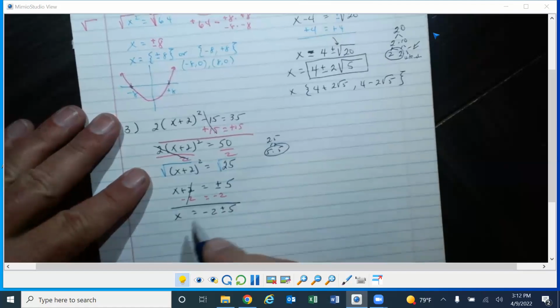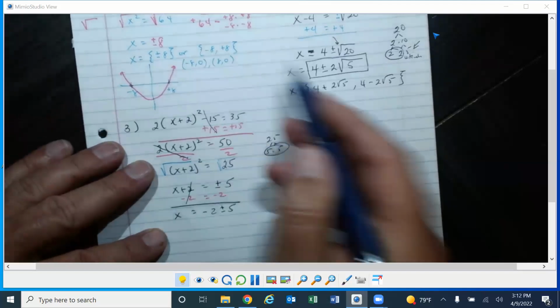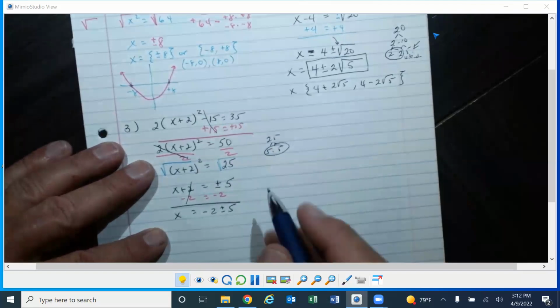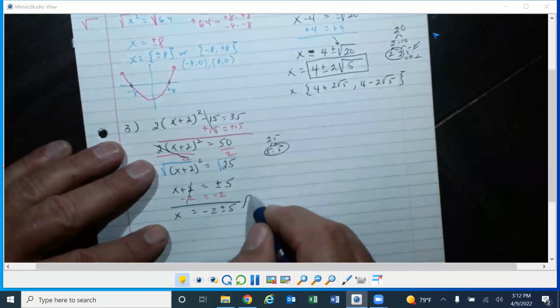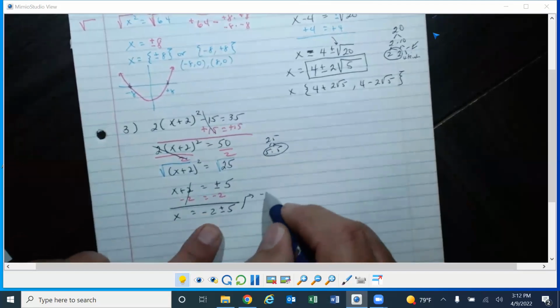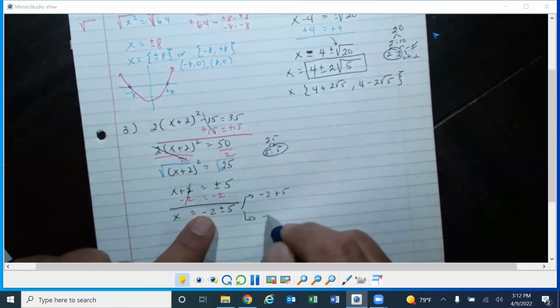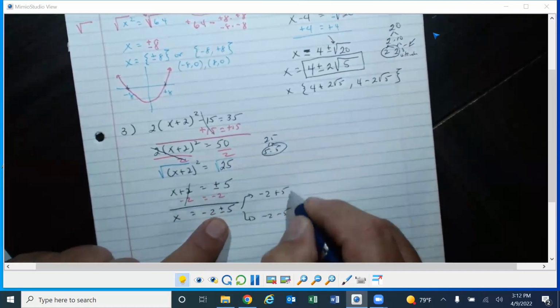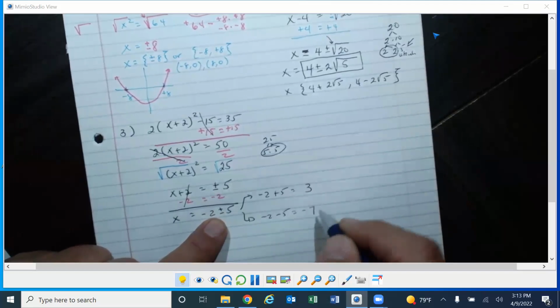Now, what does this mean? This is a little bit different. You have 2 problems here. If you notice, just about all of them, we've had 2. Sometimes you'll have 1. Sometimes you won't have any. In this case, I just want to show you. What this means is you have negative 2 plus 5, and the other one is negative 2 minus 5. And so you just do your math here. This will be 3, and this will be negative 7.